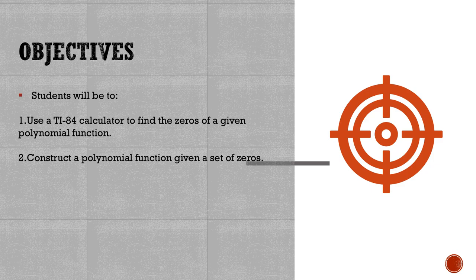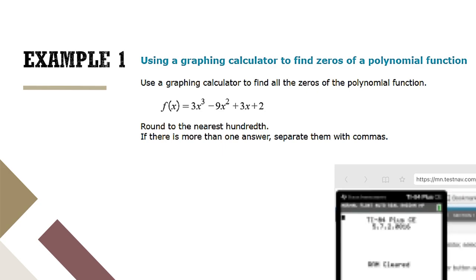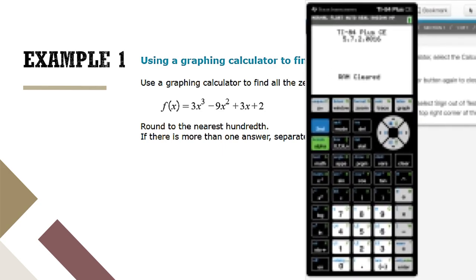So here are our objectives today. We're going to be using the TI-84 as well as constructing a polynomial function given a set of zeros. So our first example is using a graphing calculator to find the zeros of a polynomial function. This is identical to what we've done in the past with quadratics or anytime we find a zero. So let's jump up my calculator here.